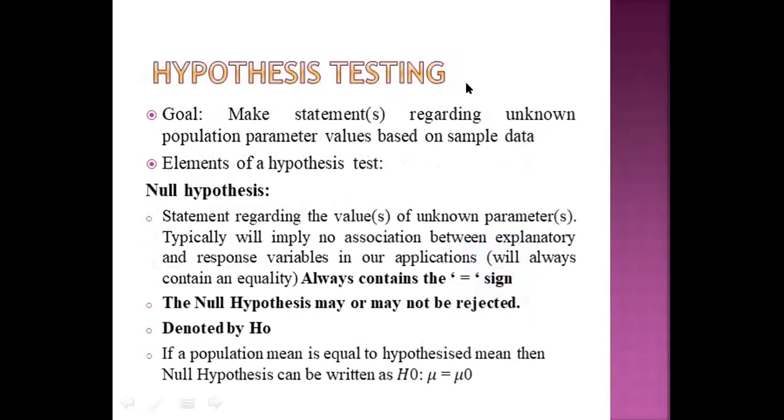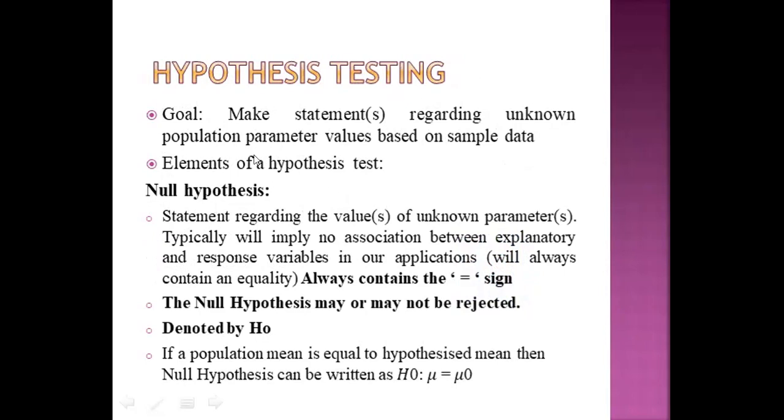What is hypothesis testing? The main goal of hypothesis testing is to make statements regarding unknown population parameter values based on the sample data. The statistical hypothesis basically consists of two elements, two types of hypothesis.